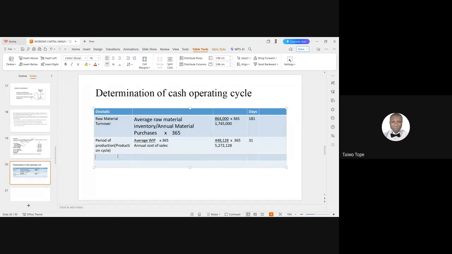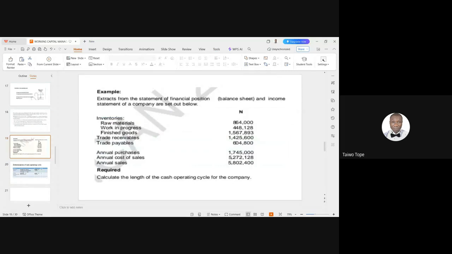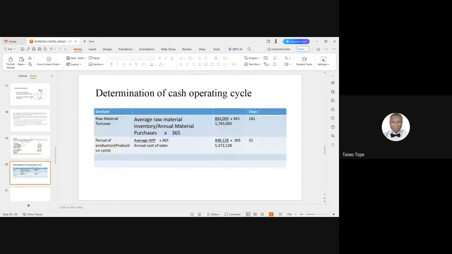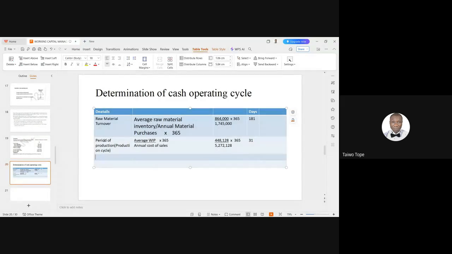So can you see my screen, please? So the next thing we have to do is compute what? The finished goods turnover, the period of turnover in terms of finished goods.